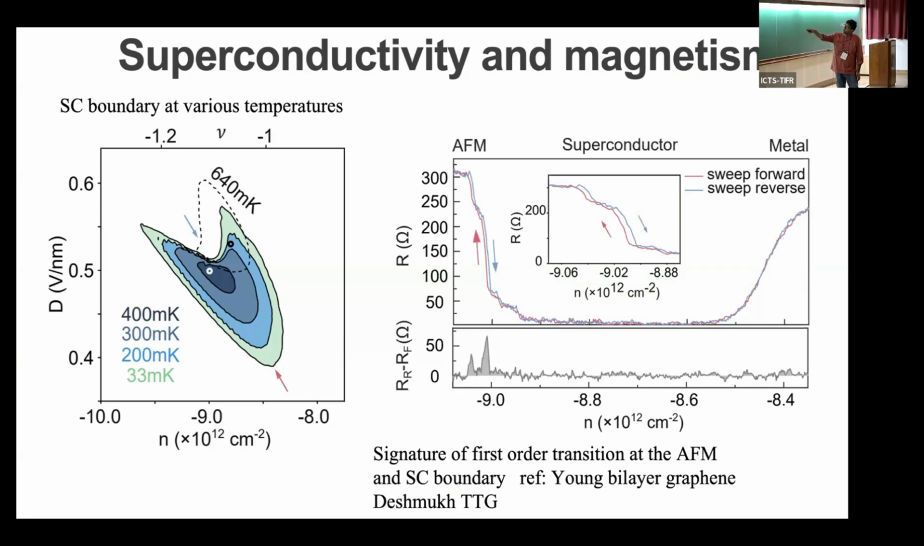We can do a little bit more. So what I can do is go along this particular line and plot the resistance as a function of density. And I can sweep back and forth to look for any signs of hysteresis. And we see small signs of hysteresis. So it depends on how kind you want to be to us. But certainly this is reproducible. You see some hysteresis a little bit on this particular boundary, whereas at this particular boundary, we cannot see anything at all. And this kind of hysteresis has been seen both in bilayer graphene by Andrea Young and by Mandar Deshmukh's group in twisted trilayer graphene.